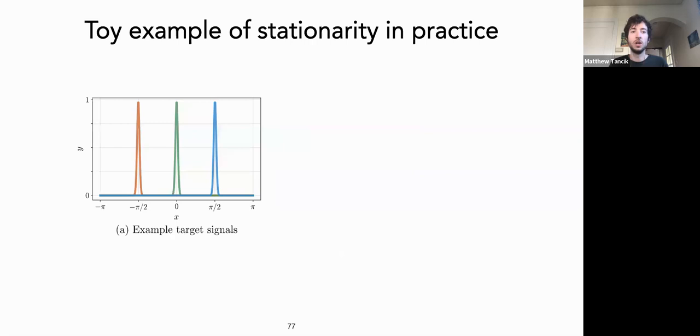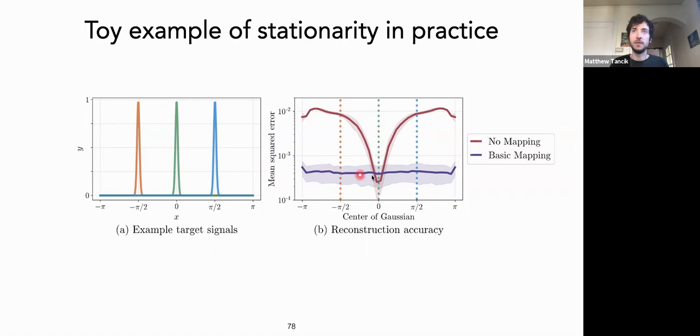So here's a pretty simple experiment that shows why this is important in practice. In this experiment, we just have a 1D coordinate from minus pi to pi, and we're trying to regress these functions. In this case, it's just a Gaussian. Now, if I were to regress this Gaussian, or if I were to shift it, what we'd want in practice is for them to perform roughly the same. And what we see is that with our mapping, regardless of how you shift the input, we get constant performance across the space. Now, if you don't use that mapping, we see that if the Gaussian is centered around zero, we perform significantly better than if it has been shifted.